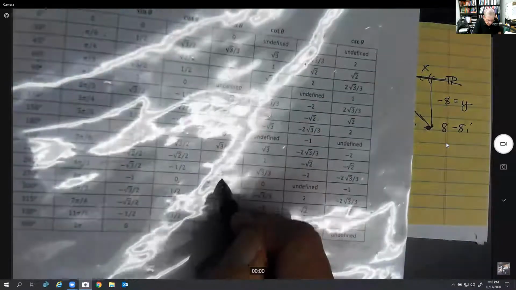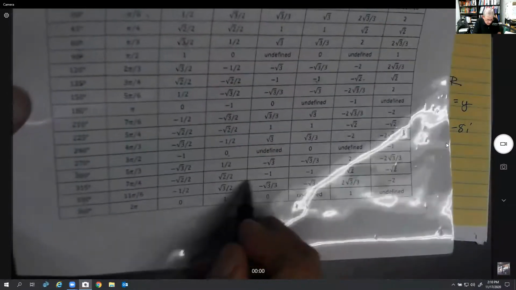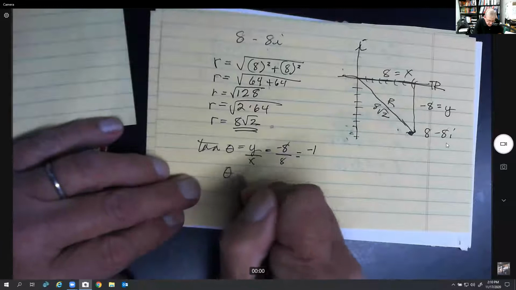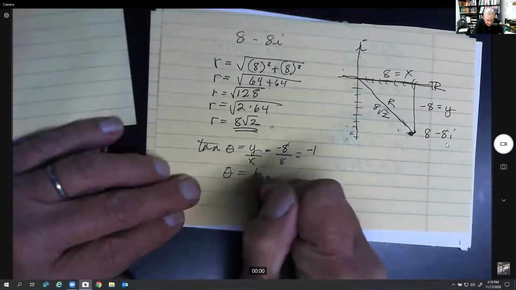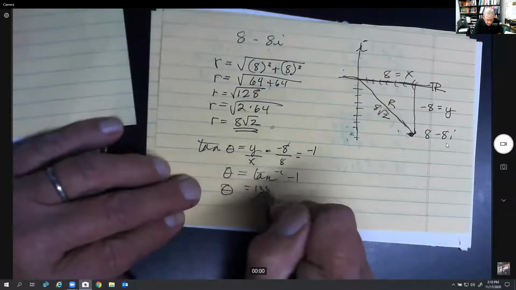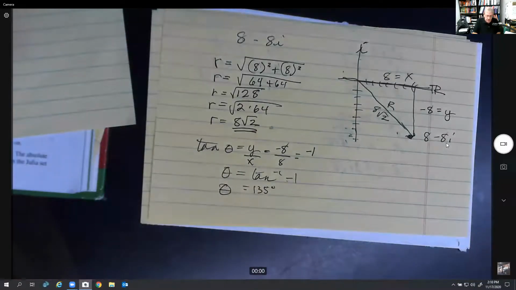So let's go down here a little further. In the fourth quadrant, it's going to be 315 degrees. So now we know that tangent theta equals the arctan of negative 1. Theta is 135 degrees. So now we have our thing.